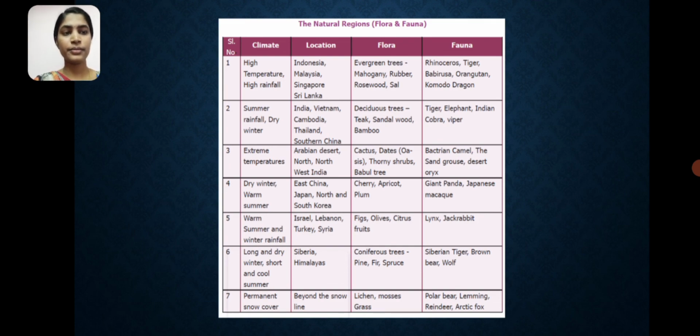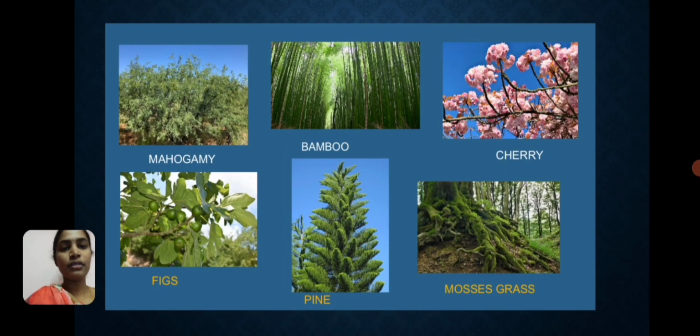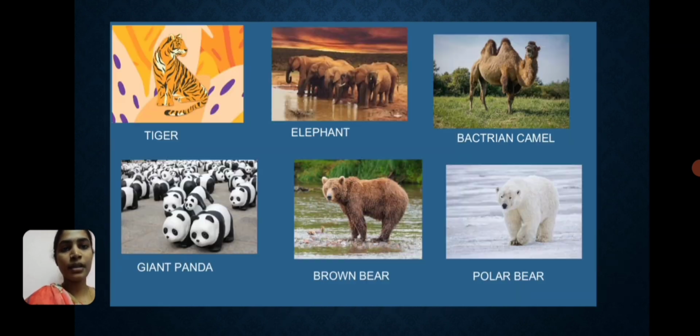Okay, student. You can see these are our flora trees. Okay, mahogany, bamboo, cherry, figs, pine, moss, grass. And the fauna is tiger, elephant, Bactrian camel, giant panda, brown bear and polar bear.